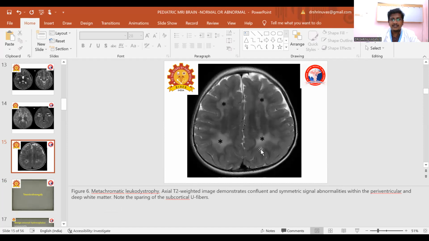So this is what we can identify: bilateral symmetrical T2 weighted confluent hyperintense signal intensities within the periventricular and deep white matter. You can see the sparing of the subcortical U fibers. The sparing of the subcortical fibers and the confluent involvement of symmetrical signal abnormalities in the periventricular and deep white matter is very common in metachromatic leukodystrophy.